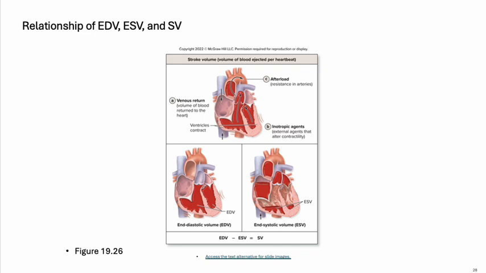So here are some things also to consider. Again, the relationship between end-diastolic volume, end-systolic volume, and stroke volume. So again, stroke volume being the amount of blood that's ejected in a single contraction. So here you can see how venous return affects it, inotropic agents, and afterload.